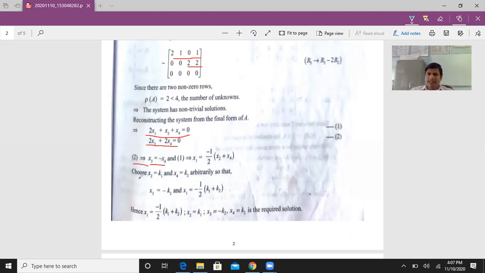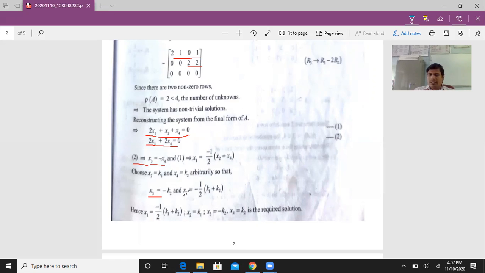Okay, therefore choosing x2 equal to some constant, that is k1, and x4 equal to k2. It is arbitrary. Means x2 value is k1, x4 value is k2. After that, you find x3. x3 equal to minus k2. See here, x3 equal to minus, what is the x4 value? That is k2, so minus k2.